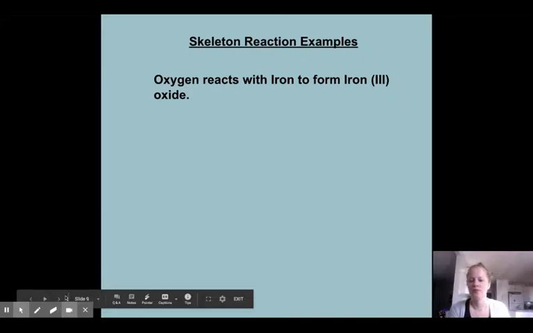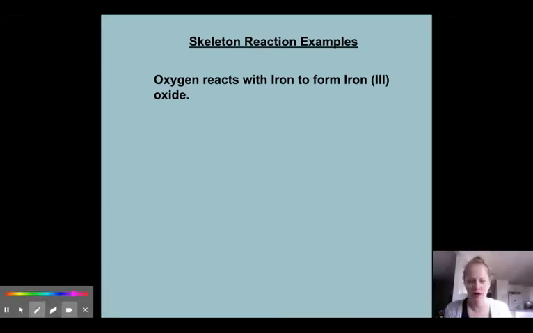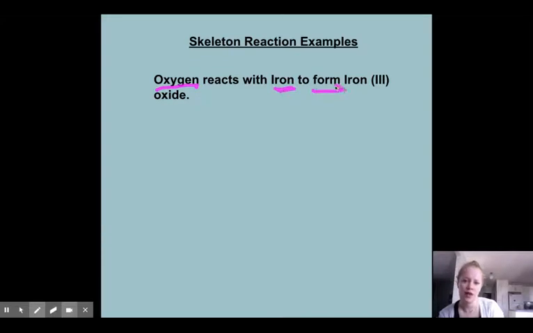Okay, so what do these skeleton equations actually look like now that we know our rules and guidelines for states? So here's your word problem. Oxygen reacts with iron. Formation means that we get a reaction there, and we get iron(III) oxide. So this is our product, this is a reactant, and this is a reactant.